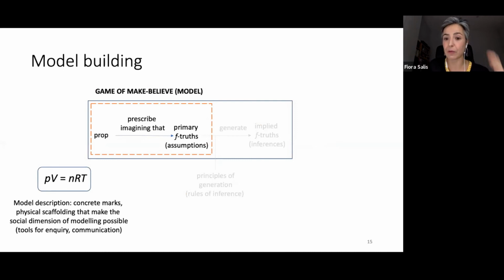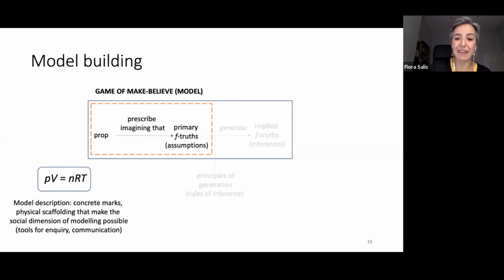And to work as props, we need to refer to the concrete marks on paper, on a computer screen, on a tablet, whatever you have. But the concrete marks, the tokens of these symbols, the ones that you yourself can read on this slide, that you can perceive, right? So the concrete physical scaffolding that makes the social dimension of modeling possible. It makes it possible because we can share these marks through perception. And so they are intersubjectively available, and they also provide us the scaffolding.